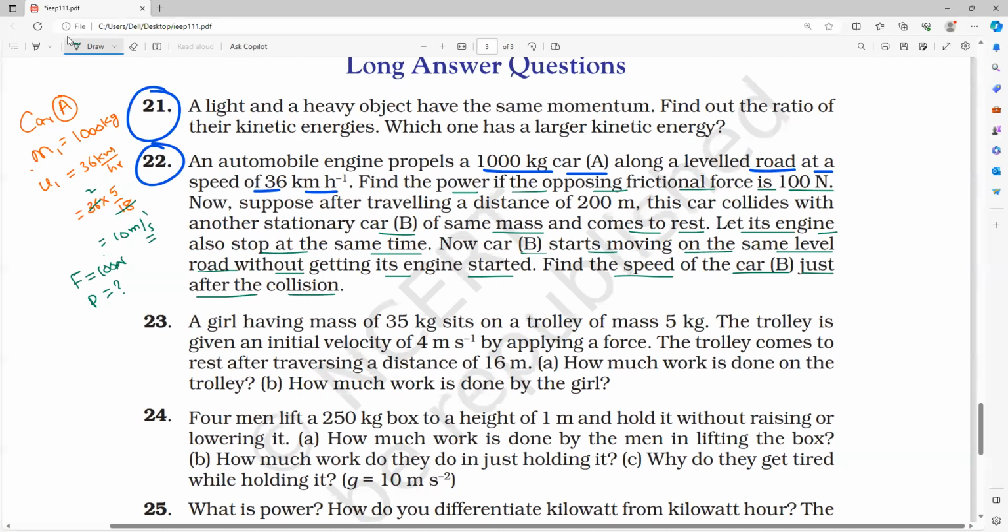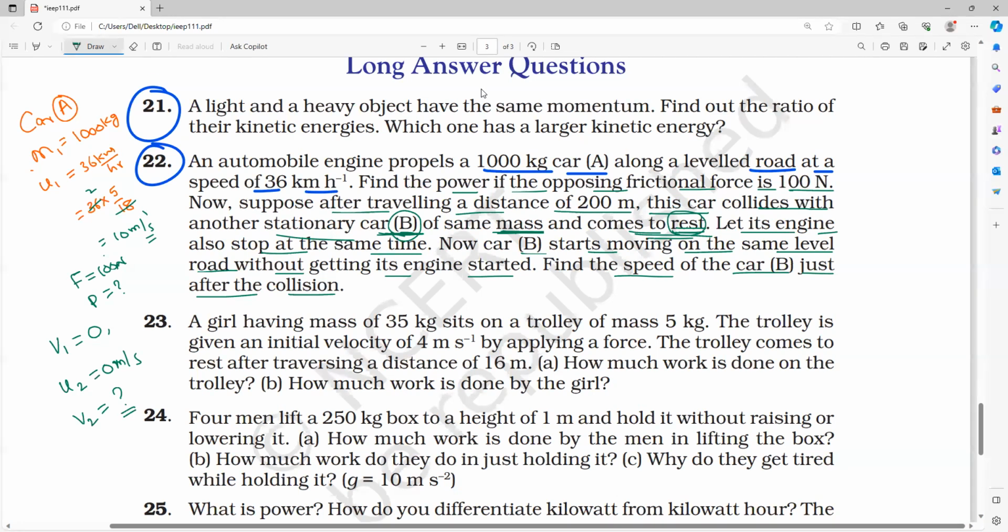So now suppose after traveling a distance of 200 meters, this car collides with another stationary car B of the same mass and comes to rest. So what is the final velocity of car A, everybody? Final velocity of car A, how much is it? And car B, what is the initial velocity of car B? Initial velocity of car B is 0, because initially it is at rest. And after collision, definitely it will attain a velocity. What is that velocity, they are asking.